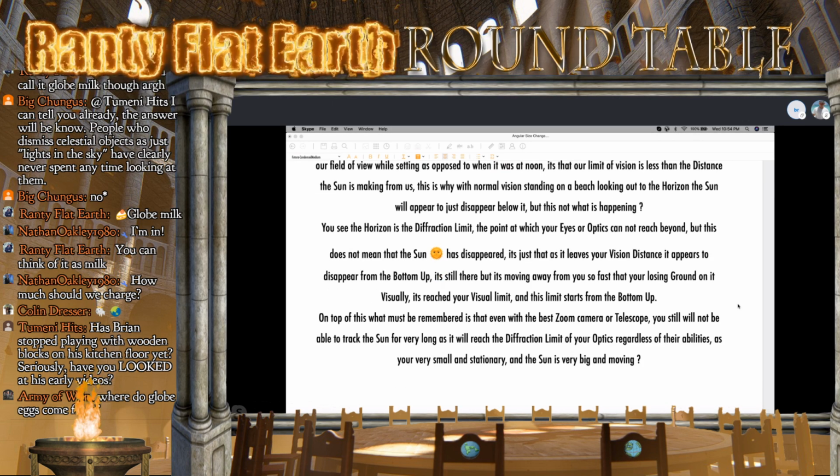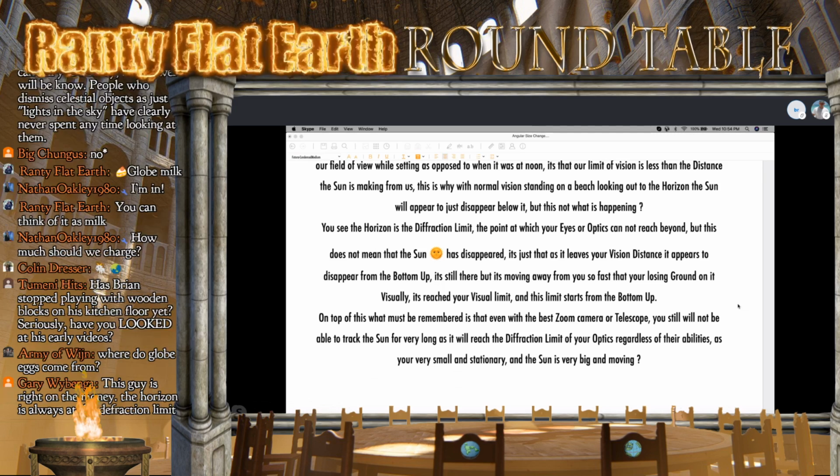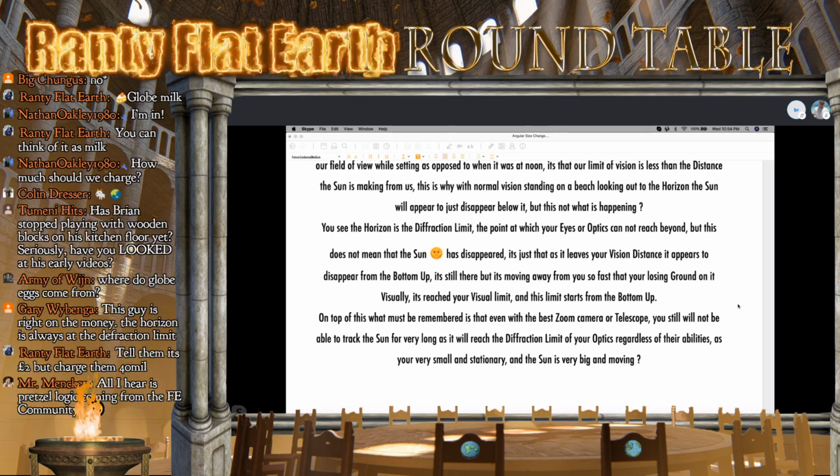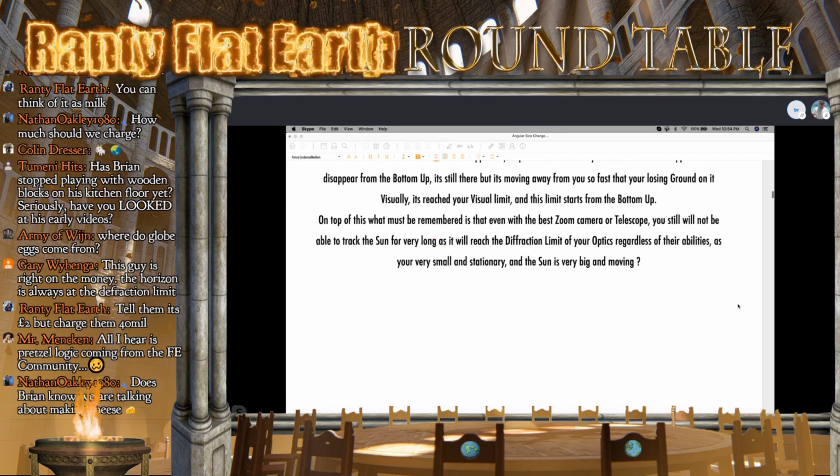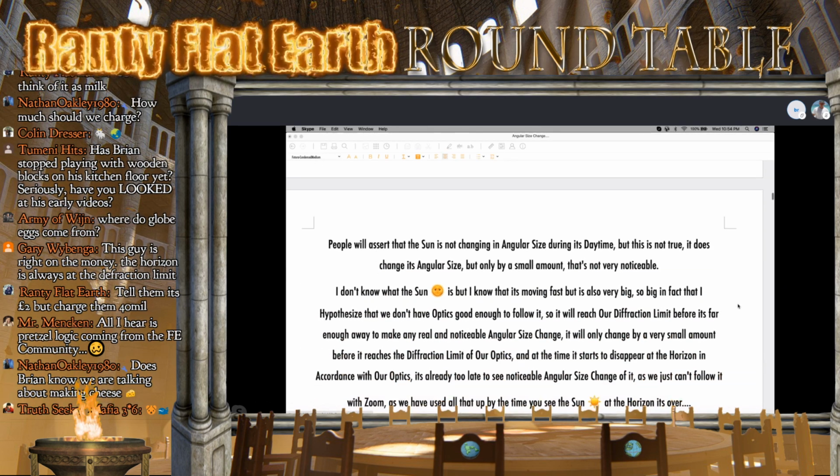On top of this, what must be remembered is that even with the best zoom cameras or telescope, you still will not be able to track the sun for very long, as it will reach the diffraction limit of your optics regardless of their abilities, as you're very small and stationary and the sun is very big and moving. Basically what I'm saying there, I'll keep reading on.